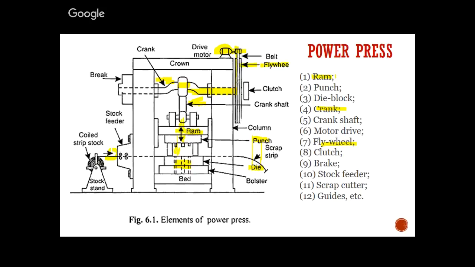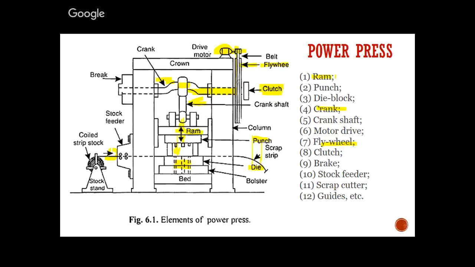And the next one is the clutch. The clutch helps us engage and disengage the drive from the crank. Whenever you want to change the speed, you can engage or disengage it, connect it to some other shaft, and get the desired output of reciprocating motion. That's why they use this clutch to engage and disengage the drive. And the next one is the brake.